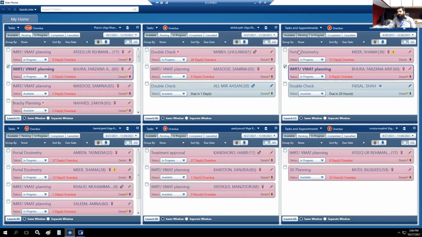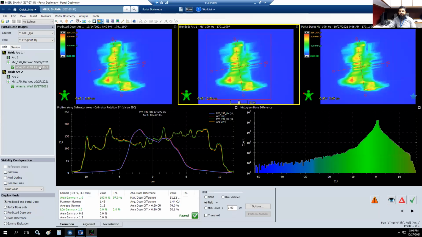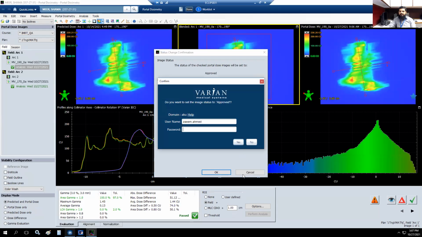For portal dosimetry, once the plan has been finalized, we send our plan to the machine for verification by the system. This is the predicted dose, which we send from our TPS, and this is the portal dose, and this is a combined verification. There are some parameters which the system checks by itself, and if there are some changes or calibration unit differences, the plan will fail. Otherwise, if you have a pass, we can go ahead with the approval.